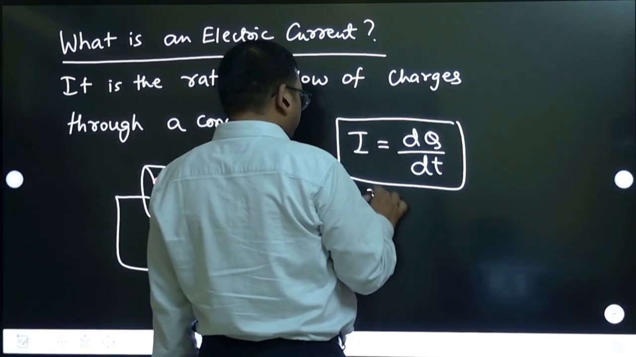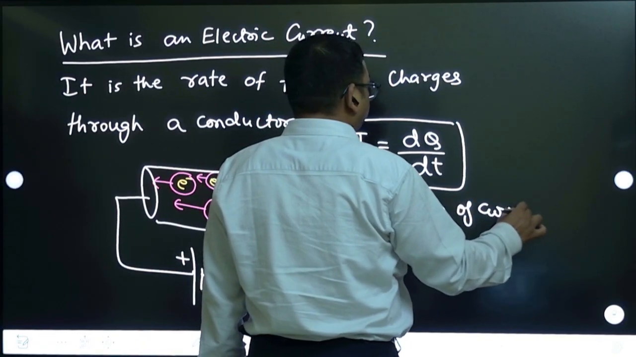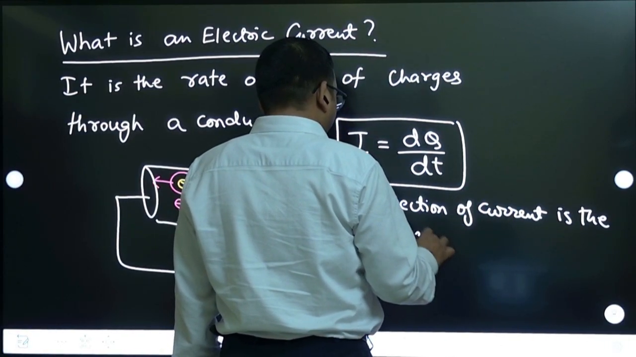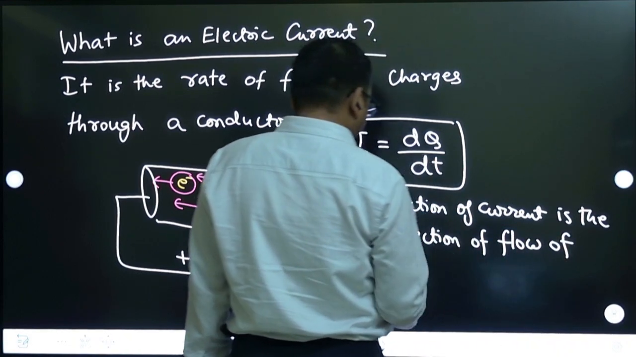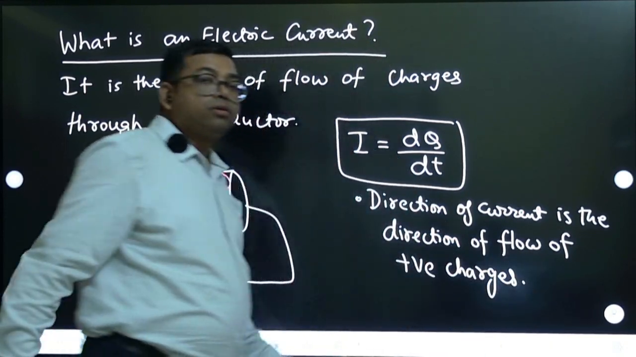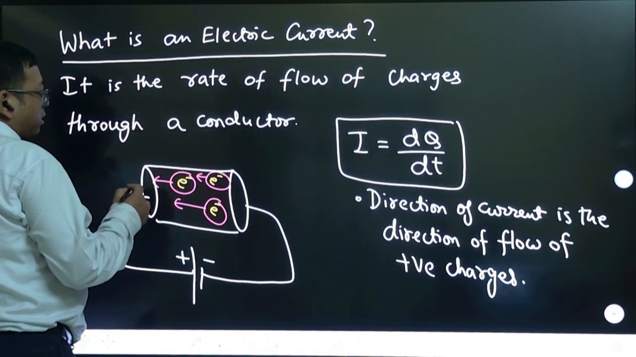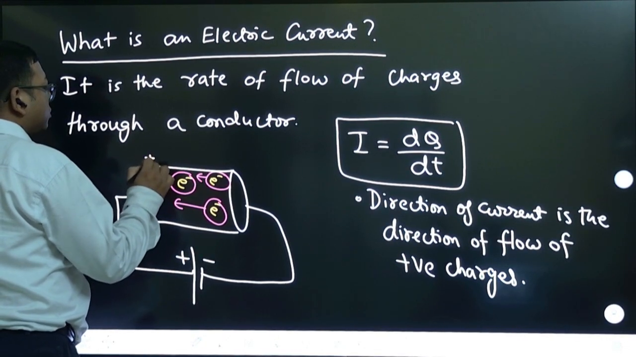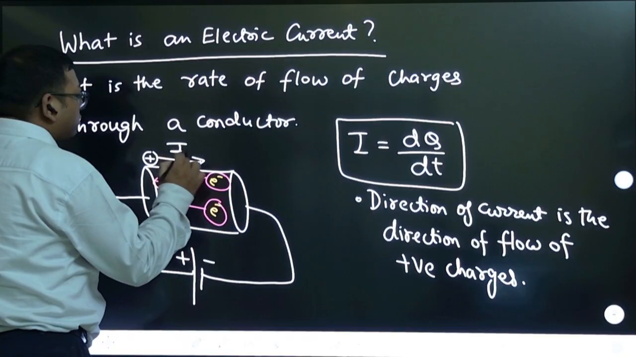Also note that the direction of current is the direction of flow of positive charges. So the direction of current is based on positive charges. The electron is flowing this way, but current has to be due to positive charges. The positive terminal will supply positive charges, so you can imagine that positive charges are flowing this way. So this is the direction of current.